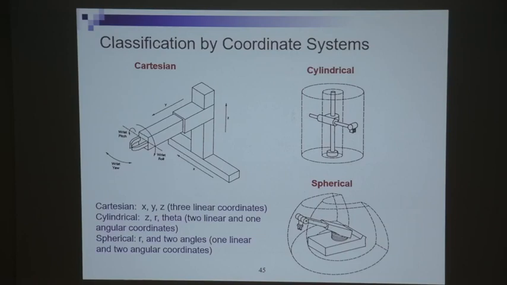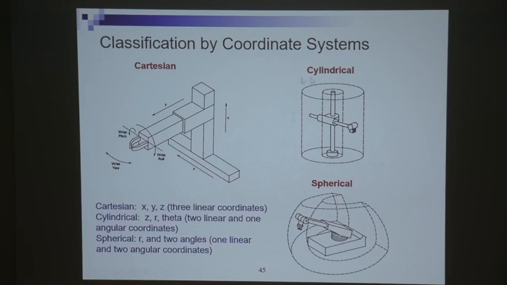Then for different manipulators, you can also classify them according to the coordinate system. So you have the Cartesian coordinate system manipulator, where essentially you have your x, y, z. So what happens here is you have 3 linear coordinates. This is your x, this is your y, this is your z. And then at the end effector, you can actually do roll, pitch, and yaw. So this is a Cartesian coordinate system manipulator.